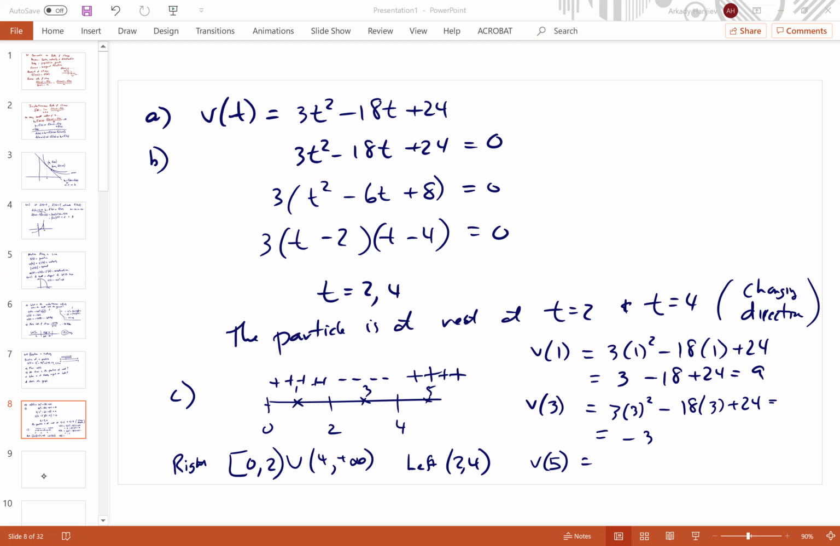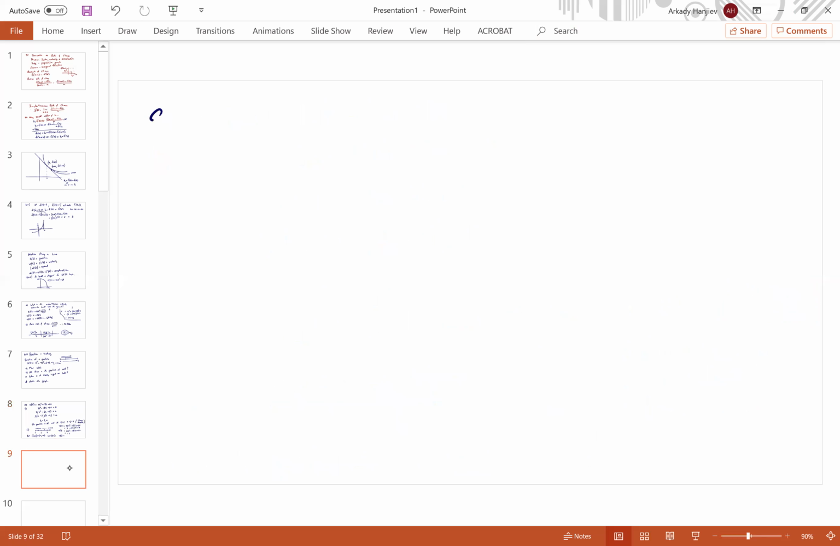Okay, so I think we're ready to graph this guy. So D, the only thing we need now is the starting position. What's our starting position? What is S of 0? Everybody agreed with 24? I agree with that. Everybody agreed with 24 for S sub 0?